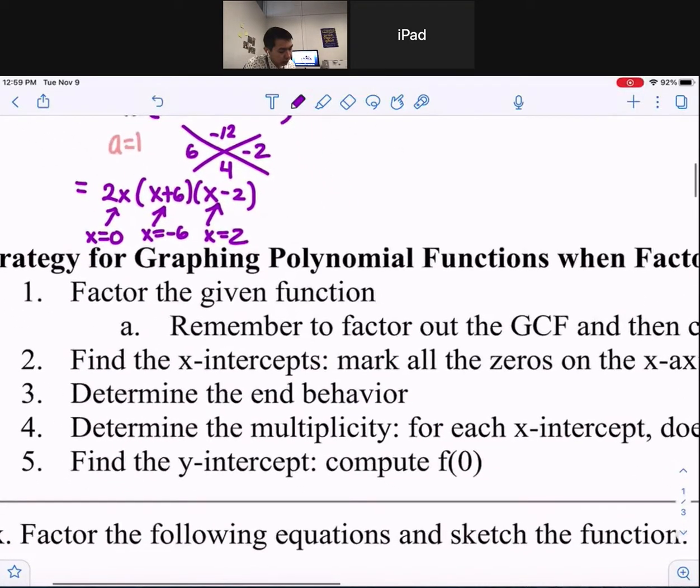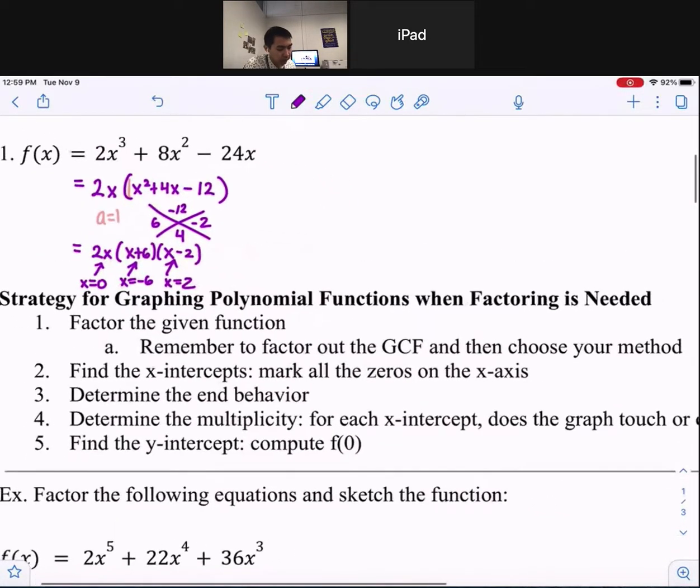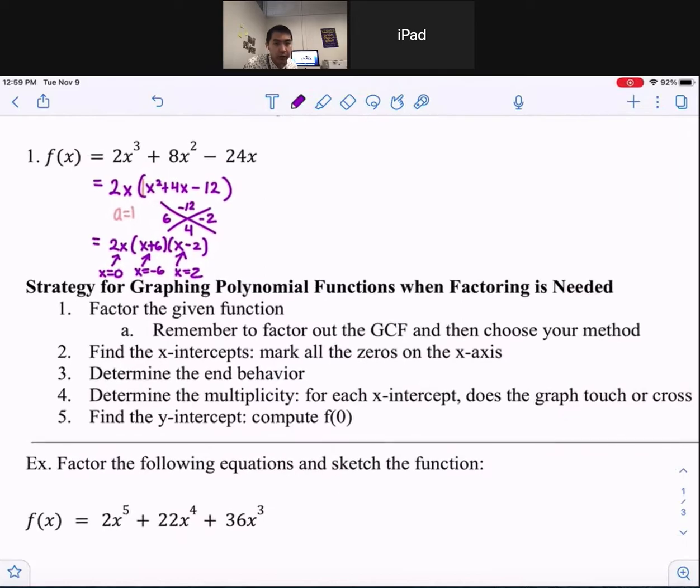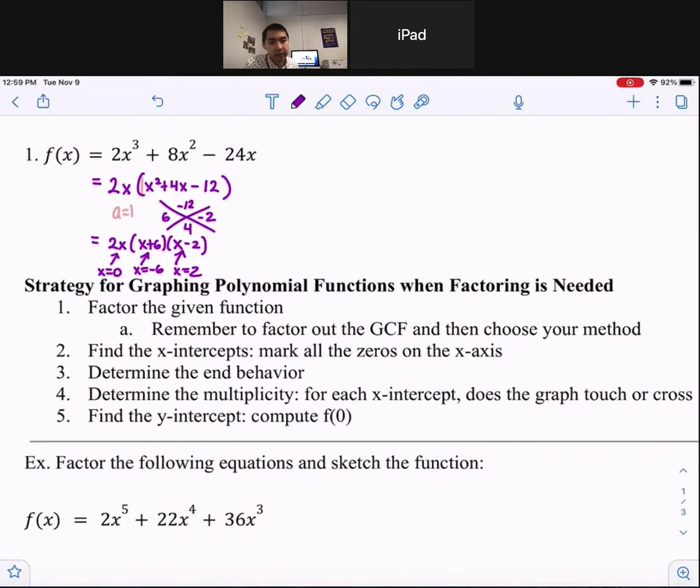So here are the strategies for graphing. Factor the given function. Remember to factor out the GCF and then use whatever method you have to. Find the x-intercepts, so mark all the zeros on the x-axis. Determine the end behavior. Determine the multiplicity for each x-intercept. Does the graph touch or cross? And find the y-intercept. Plug in 0 for x or compute f of 0.